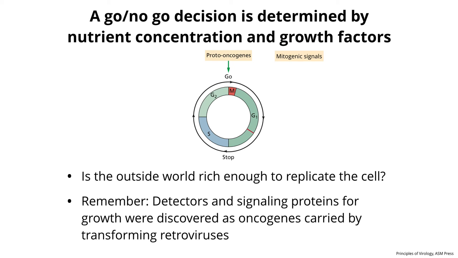That go signal comes from growth factors through that whole mitogenic pathway identified by studying transducing oncogenes of retroviruses that we pointed out before. These are detectors and signaling proteins for growth, discovered as oncogenes. So this is an important signal at the top here. I have proto-oncogenes written here, but if you have a cell-centric view, you would say mitogenic signals. Growth factors cause the mitogenic pathway, which is basically the cell division pathway, to initiate.